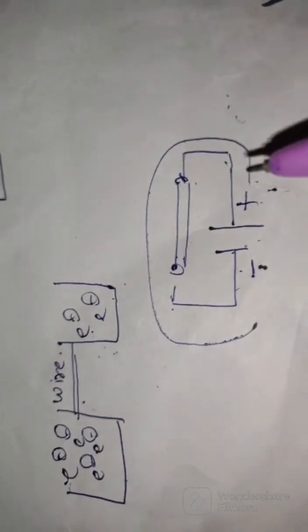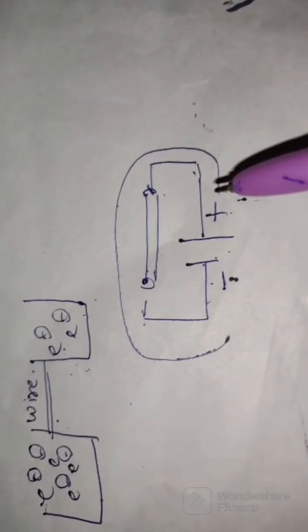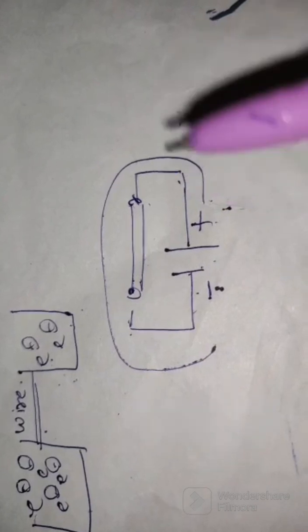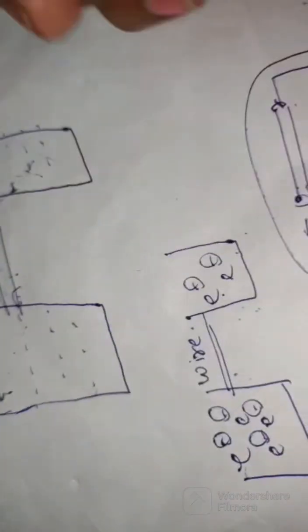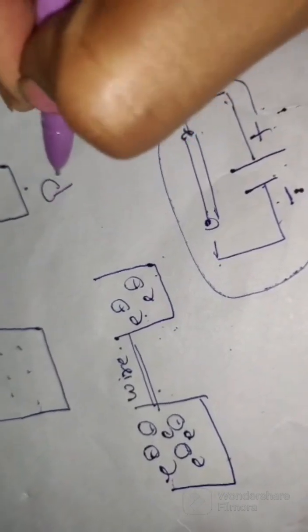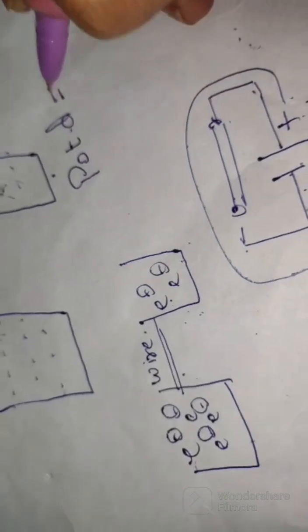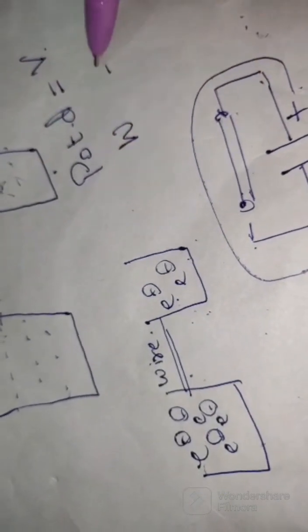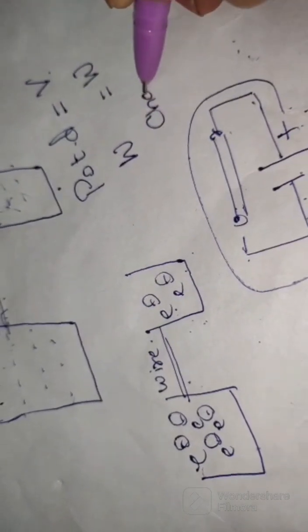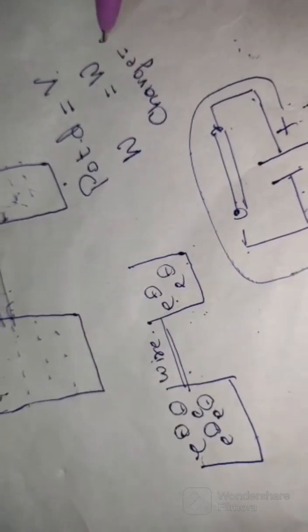So we know that work is represented as W, and V is the potential difference. Potential difference V is work done W divided by charge, which is represented as Q, right? So what is potential difference?